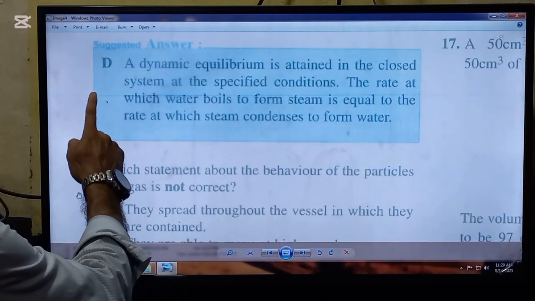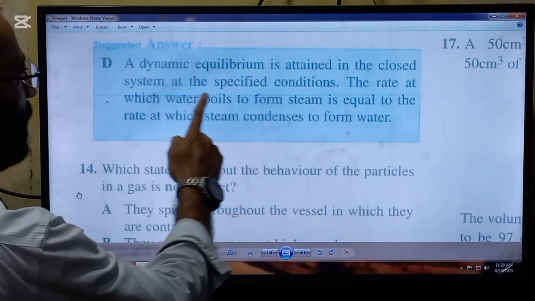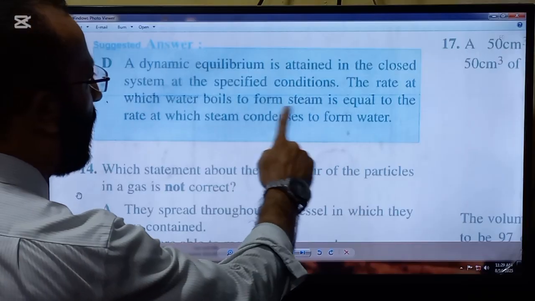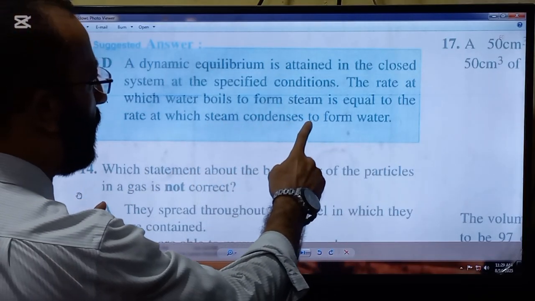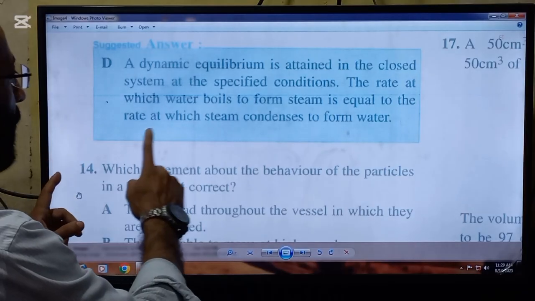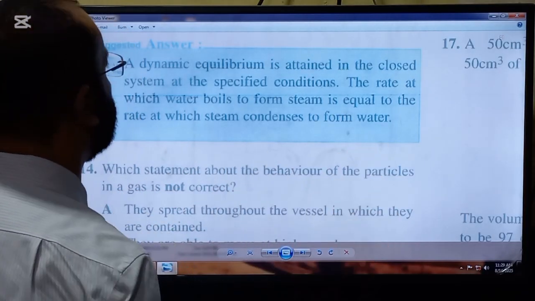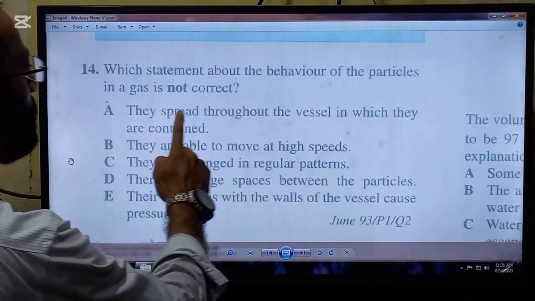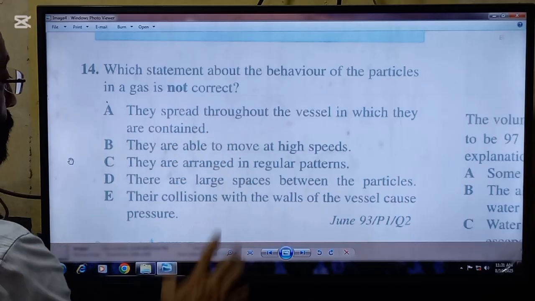So D part is the answer, and here is the explanation. A dynamic equilibrium is attained in the closed system at the specified conditions. The rate at which the water boils to form steam is equal to the rate at which the steam condenses back to form water. Here is another question. Which statement about the behavior of the particles in a gas is not correct?